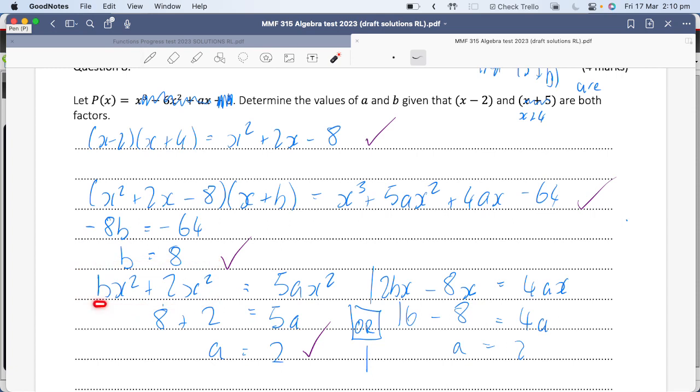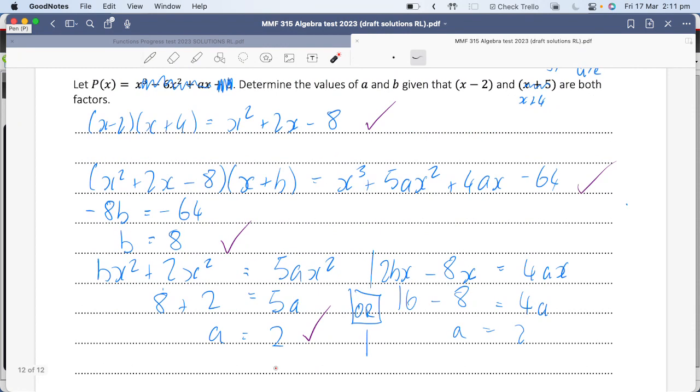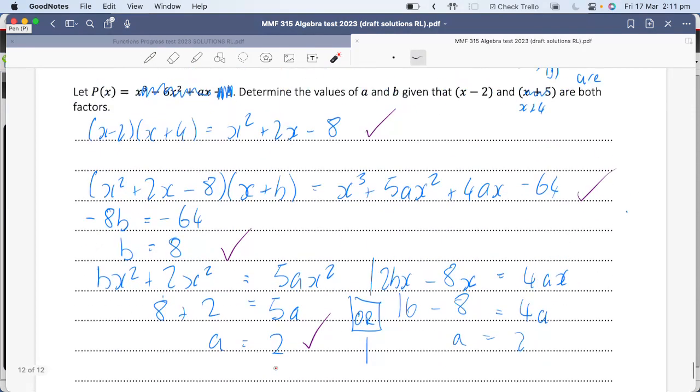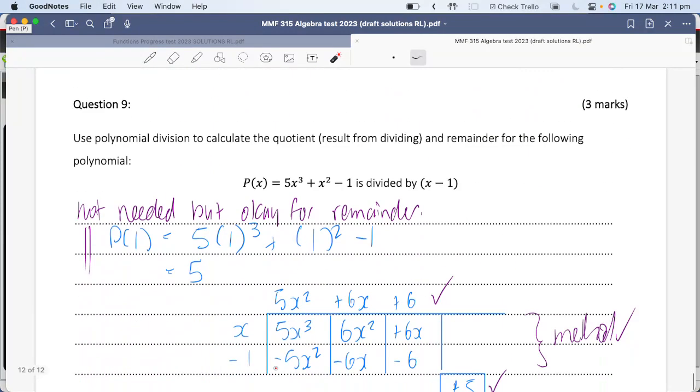We knew that b was 8. So that's 8x squared plus 2x squared, which will give me 10x squared equals 5ax squared. So that means that 10 must equal 5a, so a equals 2. This question is quite complicated, so I'm going through it, but you can see that it's not that straightforward at all. So don't stress. If you want to get an A, that's the kind of level you'll need to be working at.